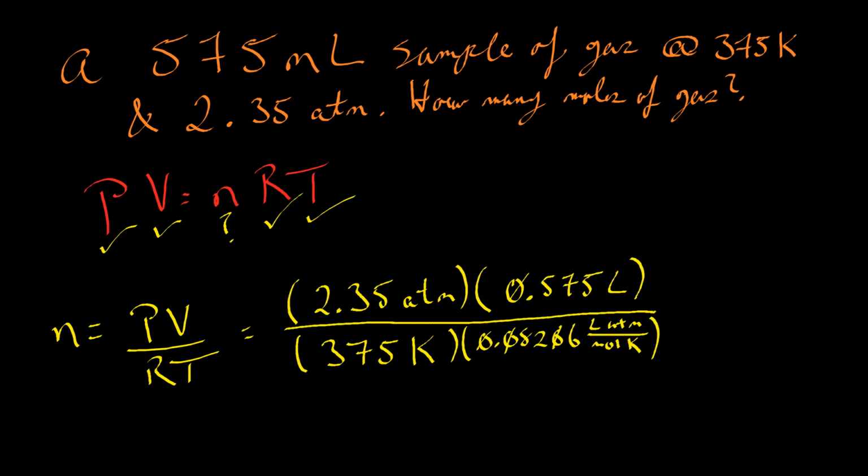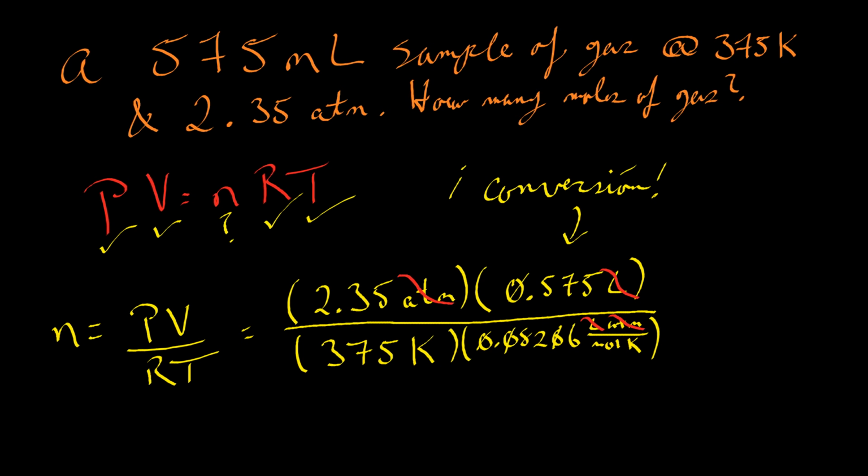2.35 atmospheres times 0.575 liters. Never, ever, ever forget to check your units. Always check your units. Got to make sure that the units match. Liter atmospheres per mole Kelvin in the universal gas constant, so you're going to have to convert from milliliters to liters. Then we have 375 Kelvin and 0.08206 liter atmosphere per mole Kelvin. Now, atmospheres on the top, atmospheres on the bottom, those cancel. Liters on the top, liters on the bottom, those cancel.